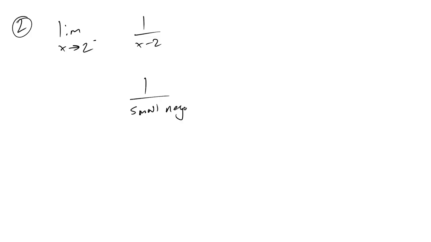Let's try another example. Let's now do the opposite of that. Let's do the limit as x approaches 2, but this time from the left, of once again 1 over x minus 2. So now, since it's approaching from the left, the x minus 2 is going to be a small negative number. So now we essentially have 1 over a small negative, and that is 1 divided by a super small number which is negative, so it is going to be negative infinity.